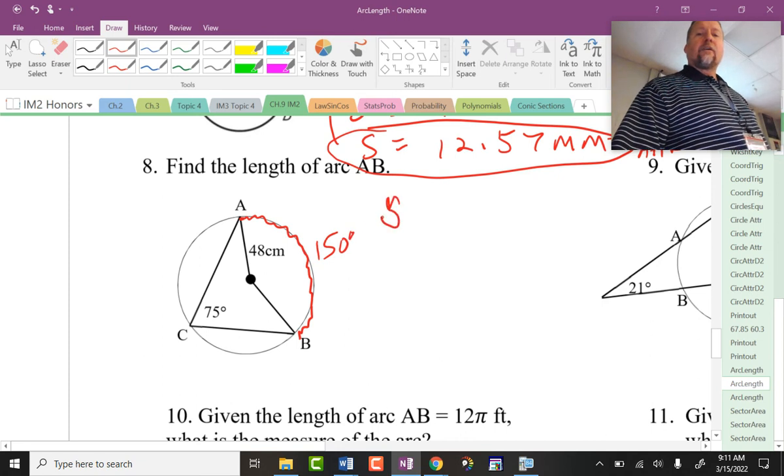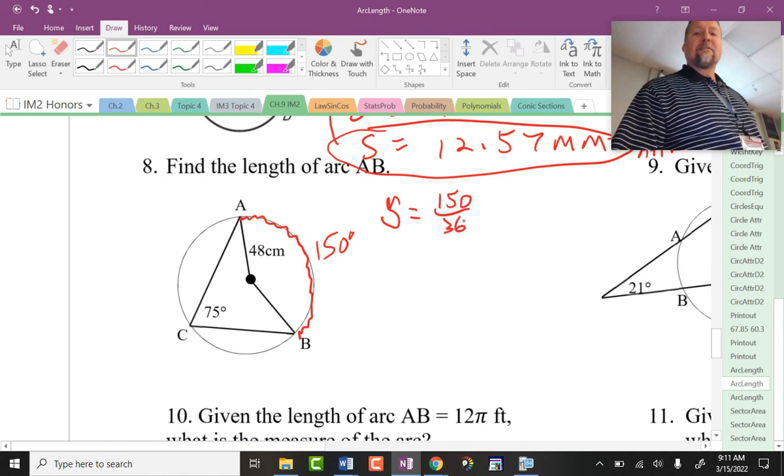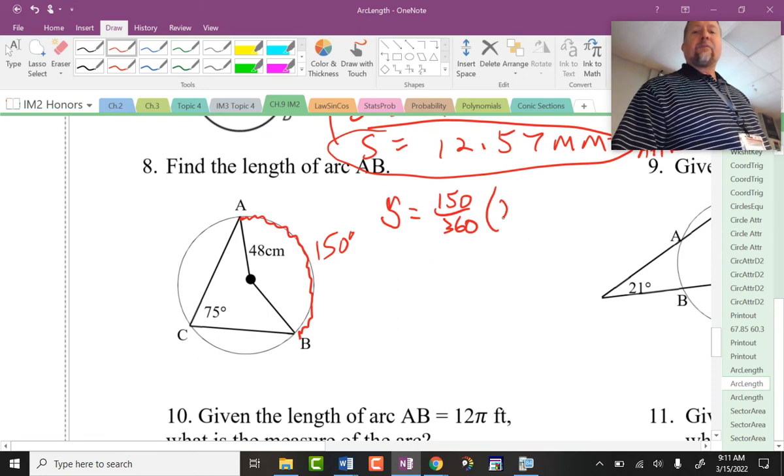So the arc length, that's the pen. Love you. There it is again. Nope. No 150 for Mr. Samuelis. And then, you know what? And that's 48. So it's 2 times 48 times pi.